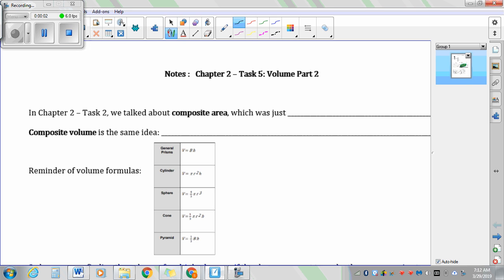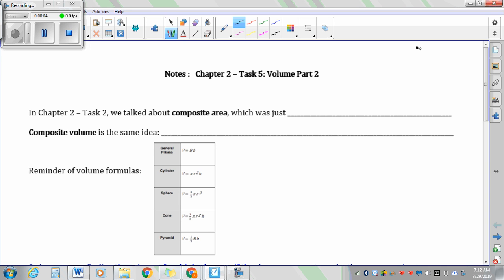All right, so today we're talking about composite volume. In Chapter 2, Task 2, we talked about composite area, which was just adding or subtracting multiple areas. Today we're going to do something similar. We're going to do composite volume. Same idea. We are going to add or subtract multiple volumes.